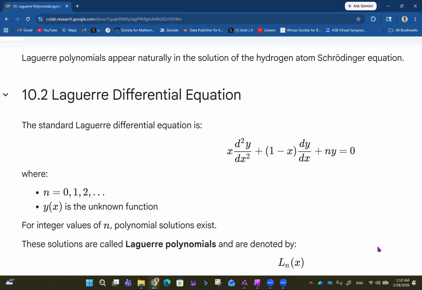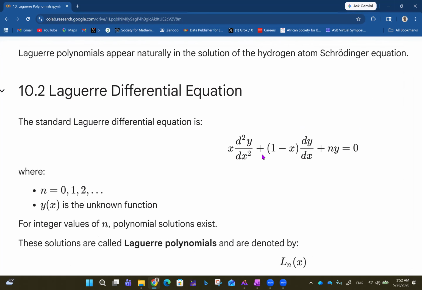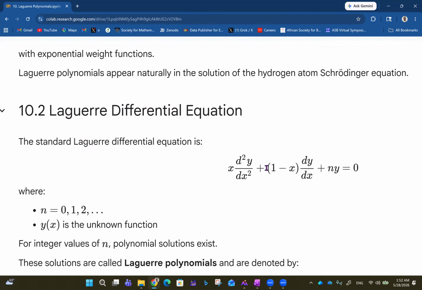So here comes the Laguerre differential equation. The standard Laguerre differential equation is given as x d squared y dx squared plus (1 minus x) dy dx plus n y equals 0. I think this looks a bit close to the Hermite equation, except that there's an x here which is not in the Hermite equation, so there's a slight difference. But this last part looks close to Hermite somewhat. Here n is 0, 1, 2, and so on, and y of x is the unknown function.